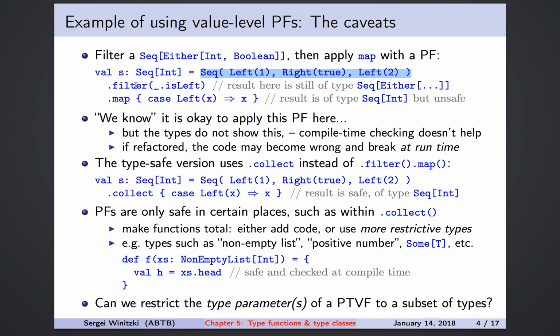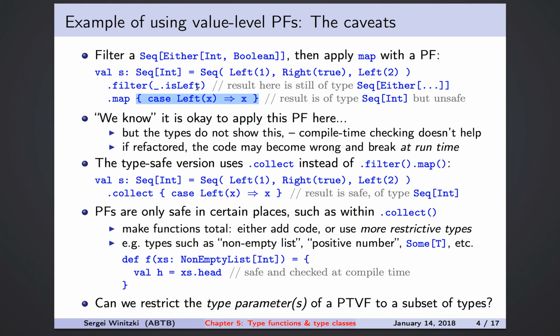Now, after this step, the result is still of type sequence of Either. So now we're applying this partial function to arguments of type Either, which is unsafe. What if that were a right element? Then there would be nothing to match. Well, actually we know in this case it's okay to apply this partial function because we just filtered all of the elements to be on the left side of the disjunction, so we know it's safe. However, the types don't show that it is safe.